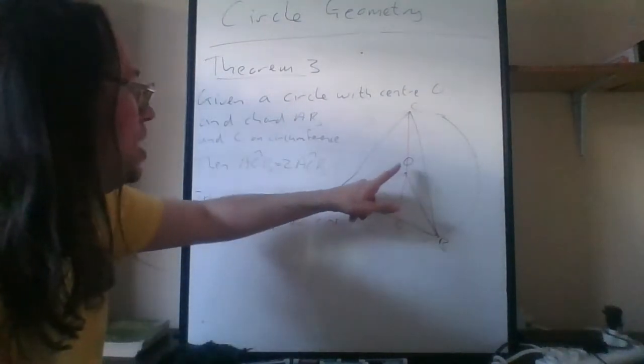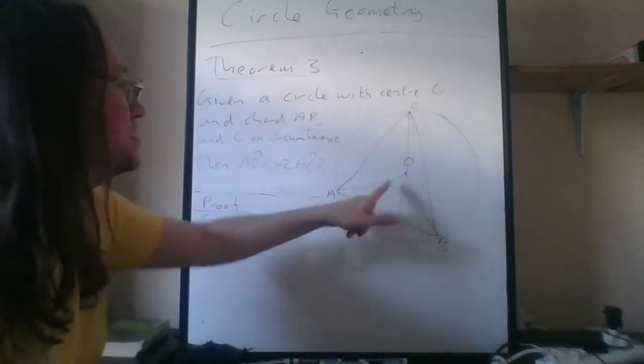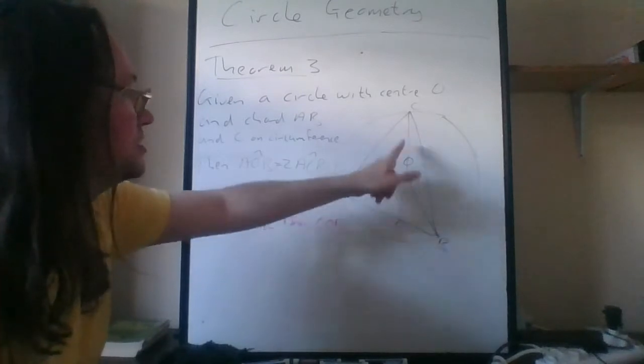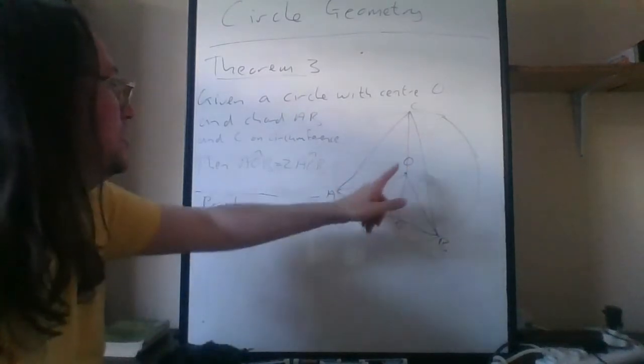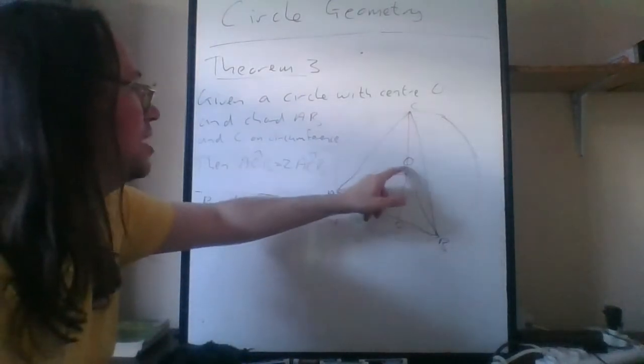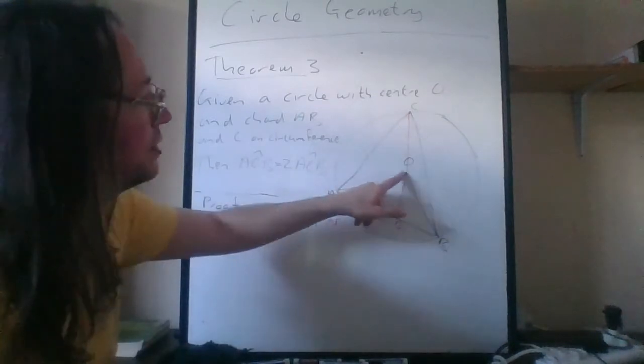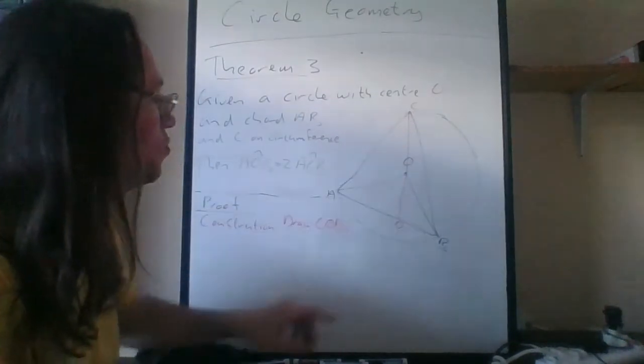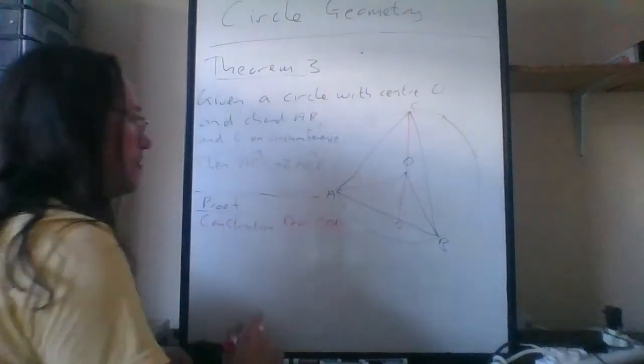Now notice that OC equals OA, so OAC is an isosceles triangle, and similarly OCB is an isosceles triangle. So the angle OAC and the angle OCA are equal, and the angle OCB and OBC are equal. So what we have is that angle.